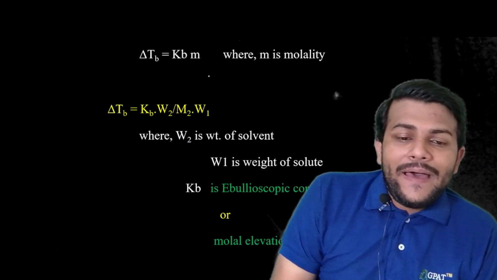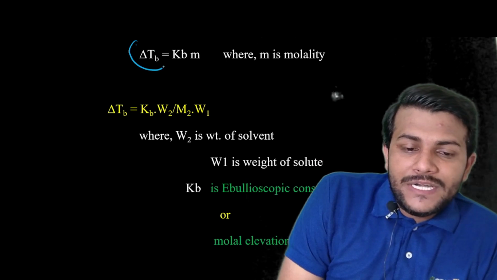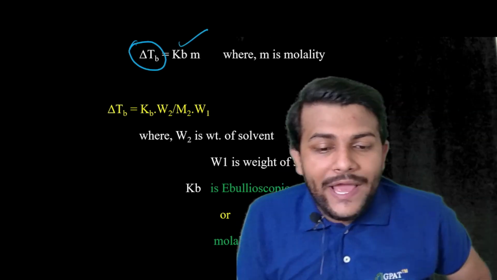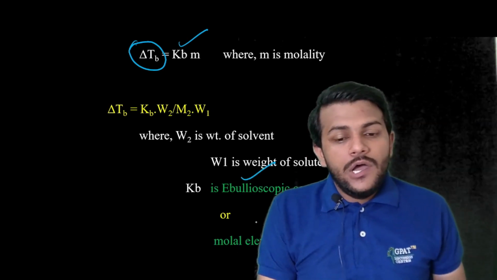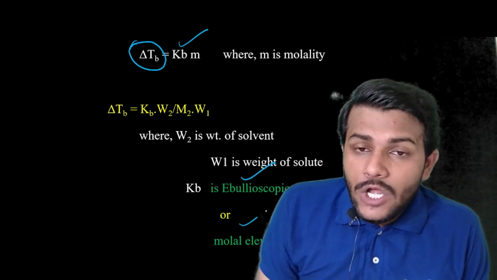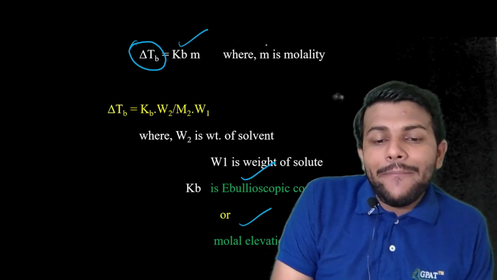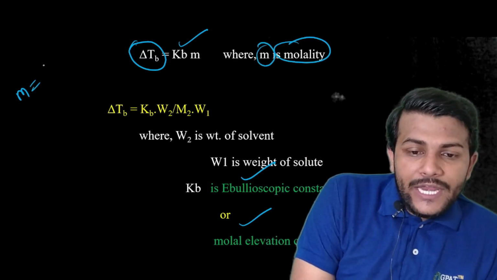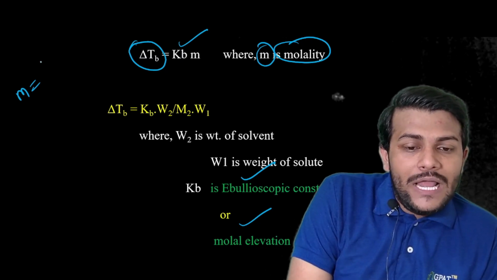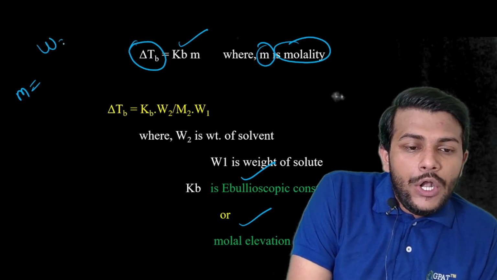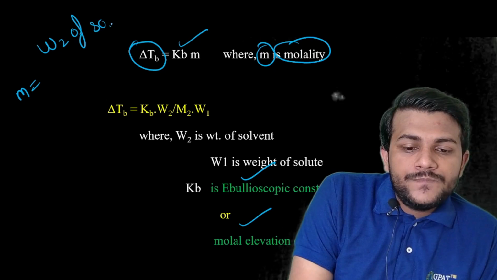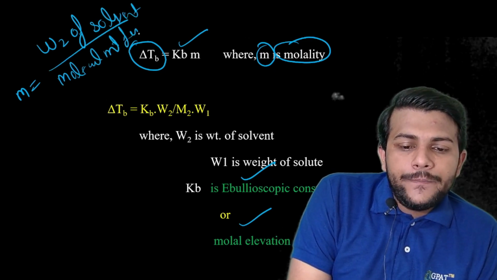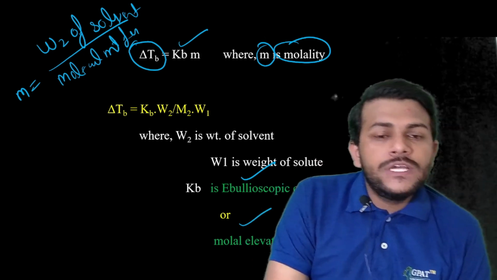Elevation in boiling point is represented by delta Tb. Kb is a constant known as the ebullioscopic constant. Secondly, we can say Kb is our molar elevation constant, where m is your molality. That is a new concept. Small m is our molality, that is weight of solute divided by molecular weight of solute and the weight of the solvent.